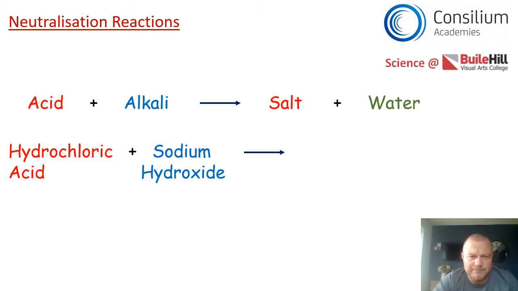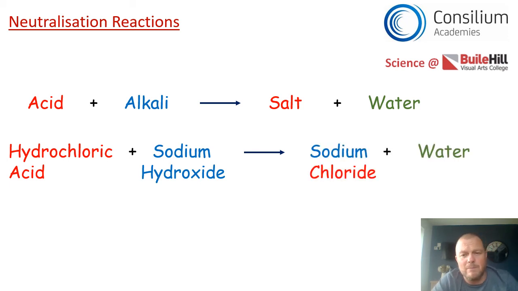Okay, how did you do? So sodium hydroxide and hydrochloric, so sodium is the name of the metal, hydrochloric becomes chloride, so the salt we would make would be sodium chloride, and we'd make our water as well, because it's a neutralisation reaction. Well done if you got that right.